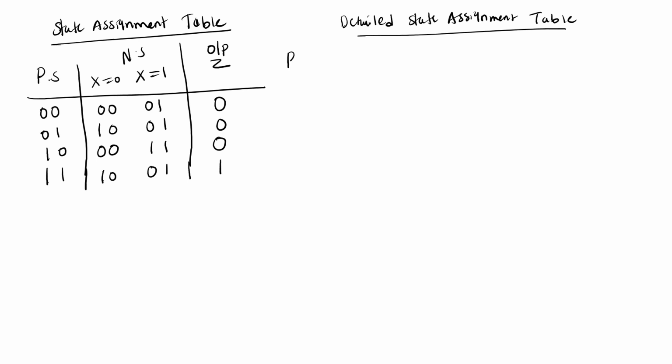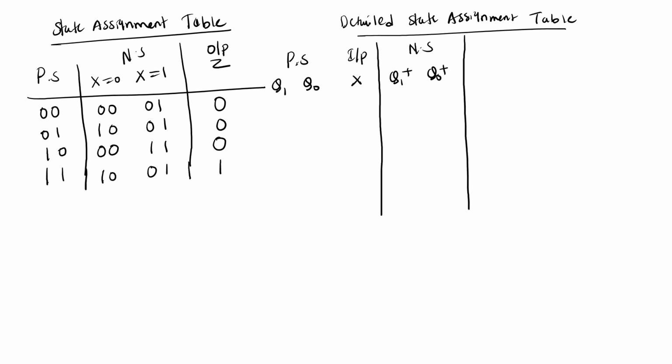Present state, let us take it as Q1, Q naught. Then input, this is x. Next state, let us take Q1 plus and Q naught plus. Then output. Next, flip-flop inputs. Here I'm using D1 and D naught.